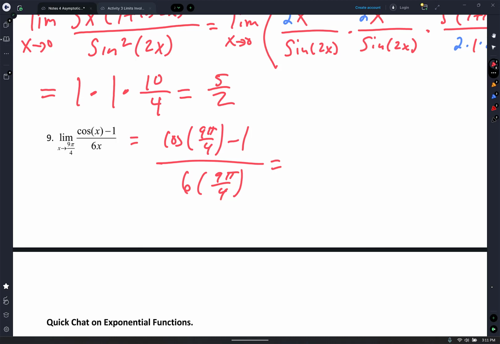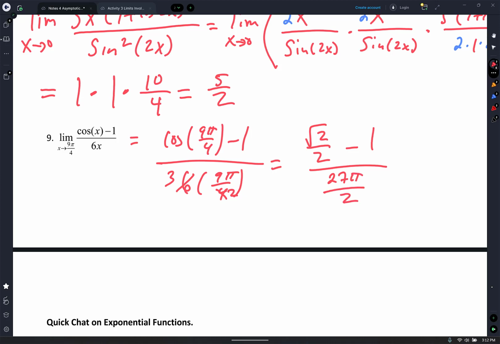Those are what you call coterminal angles. 8 pi over 4 is 2 pi. So you just did a whole revolution, and then you went up another pi over 4. So cosine of pi over 4 is square root of 2 over 2 minus 1. And then, let's see, I would reduce this 2 and 3. 27 pi over 2.